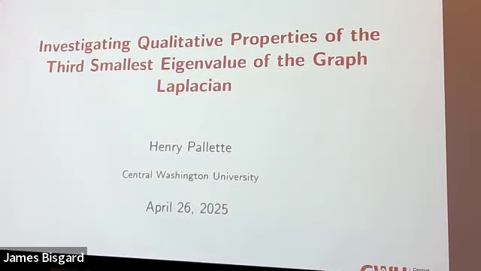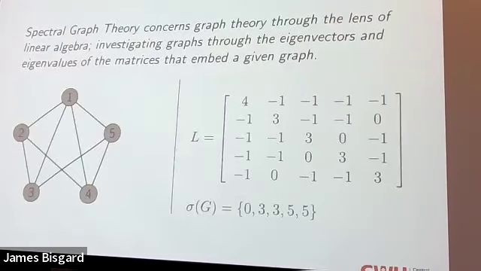There's a lot of words there, so I'm going to talk about what some of that means and then get into the fun stuff. So this is looking into a field of math known as spectral graph theory. Spectral graph theory is a subfield of traditional graph theory. However, it's done through the lens of linear algebra, and specifically the eigenvalues and eigenvectors of matrices that embed a given graph. So there's just a little example of it.